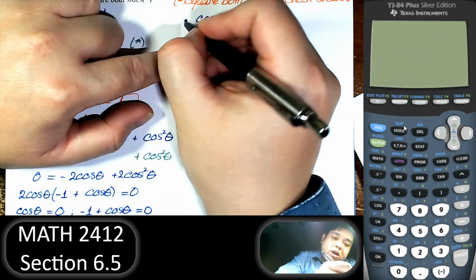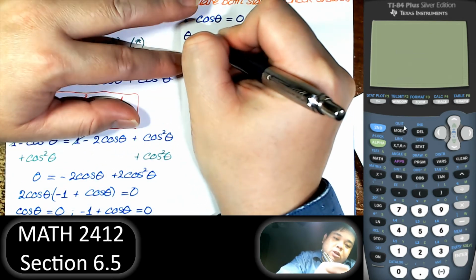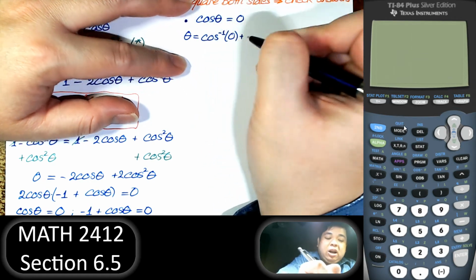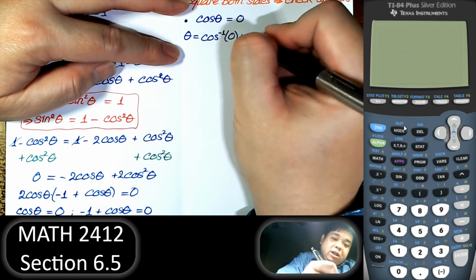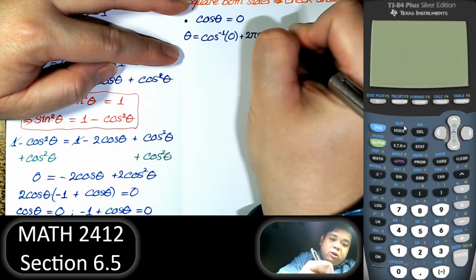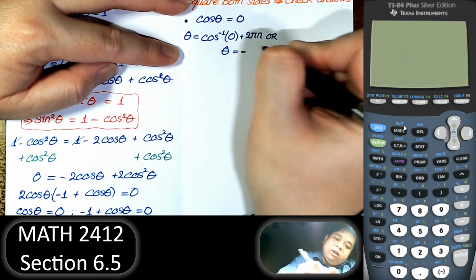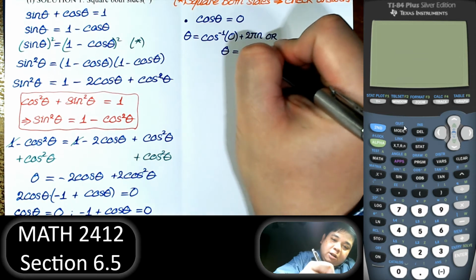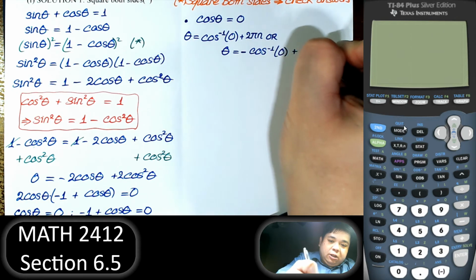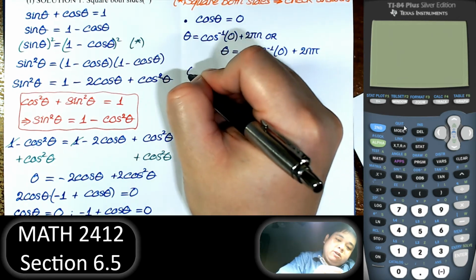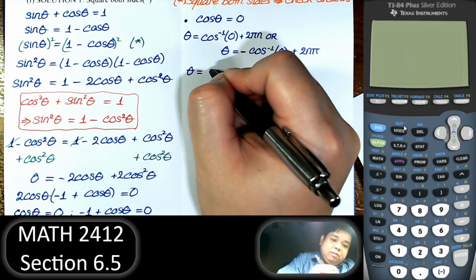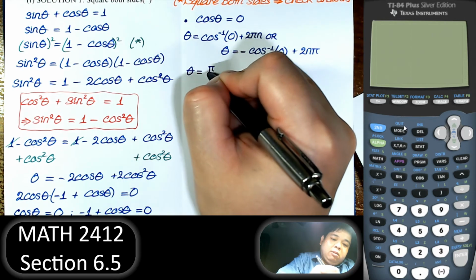Trigonometry equation of cosine, we can say theta equal to cosine inverse of 0 plus 360 degrees times n, or we say 2 pi n, or theta equal to negative, the opposite of cosine inverse of 0, plus 2n pi. Right, cosine inverse of 0 is pi over 2.